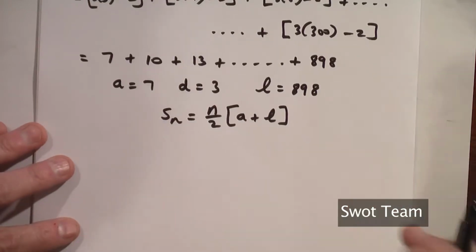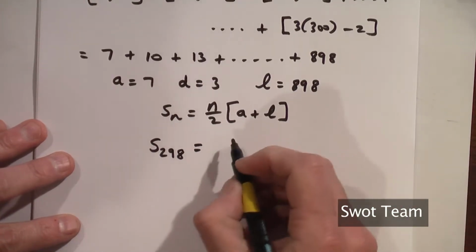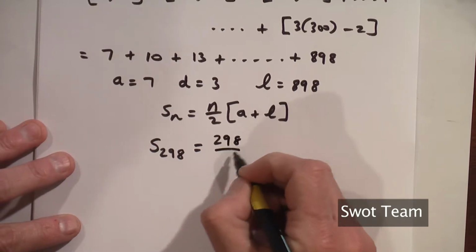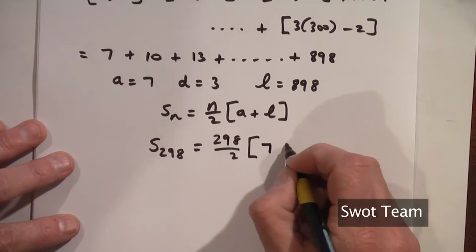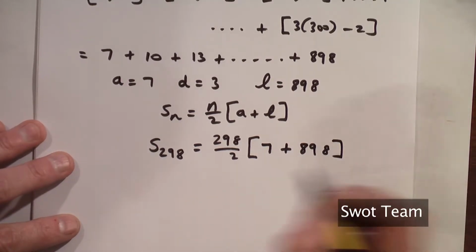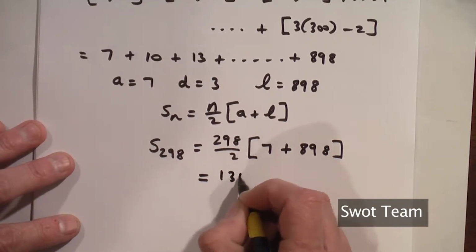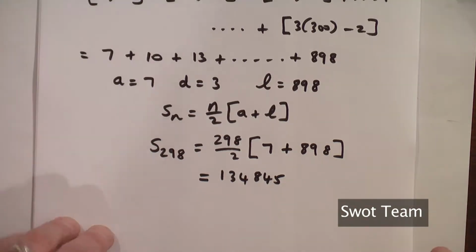Okay, so what do we know? The sum of the first 298 terms is 298 over 2 times the first term, which is going to be 7, plus the last term, which is 898. Okay, work that out. 134,845. Pretty straightforward. So can you see how it links so nicely to sigma notation? Very, very cool. Example number 16.